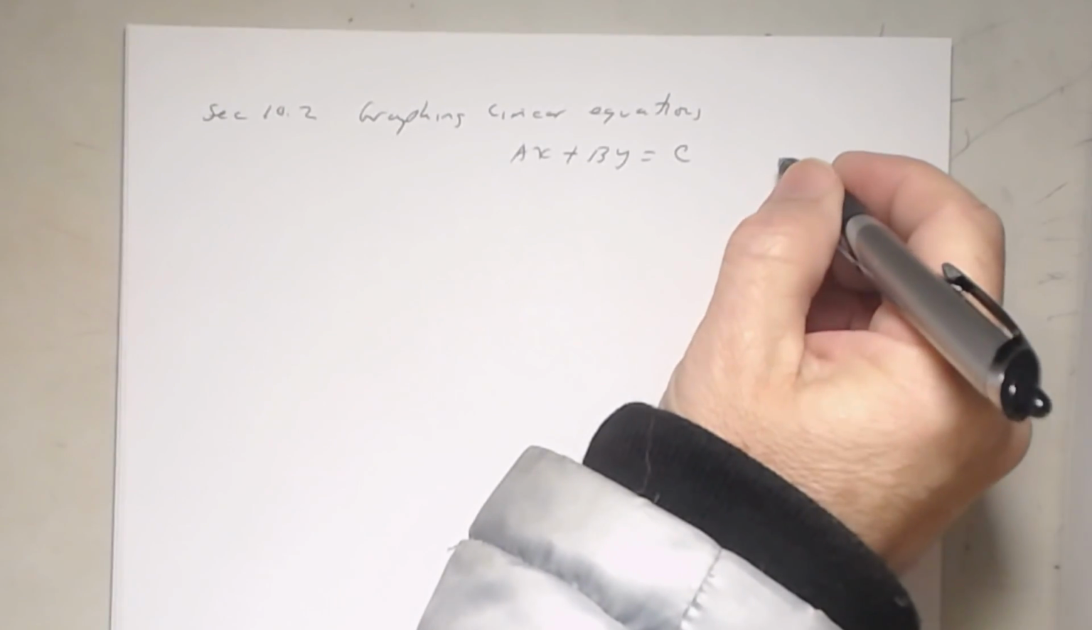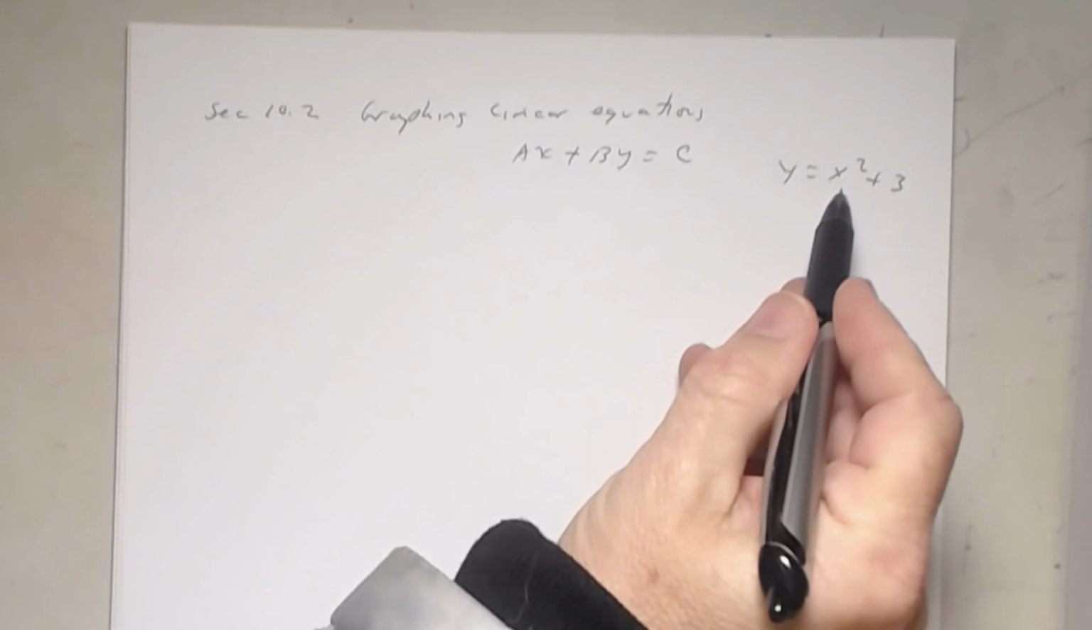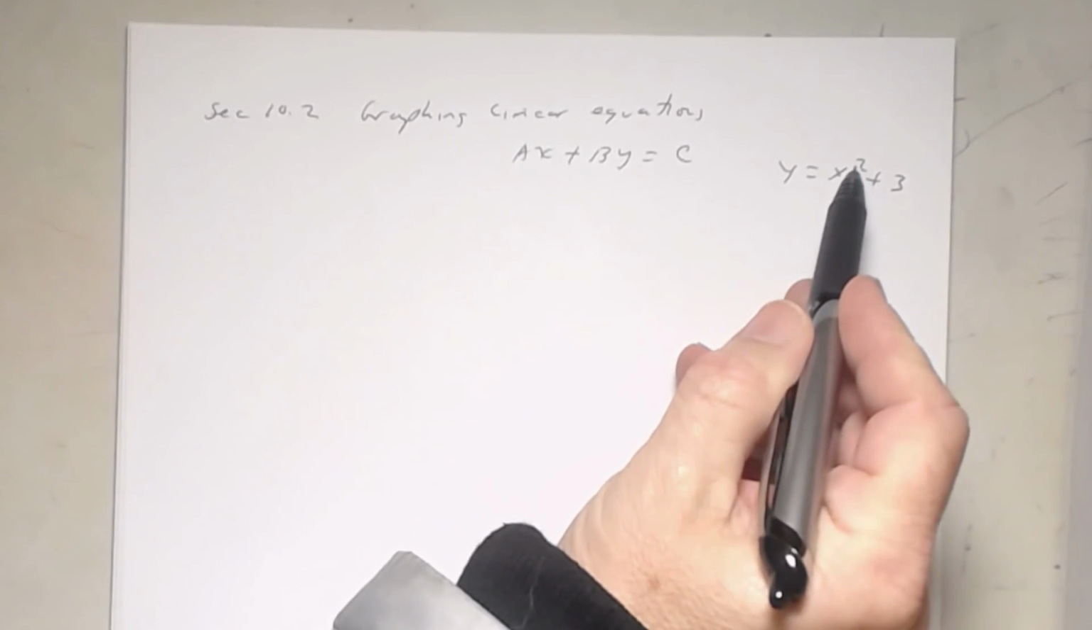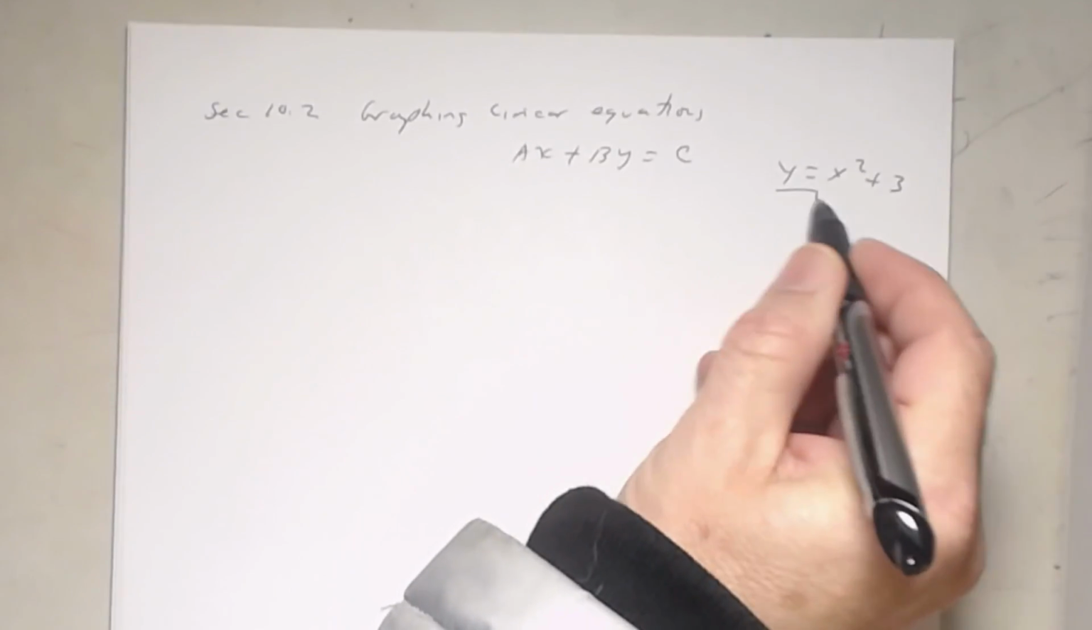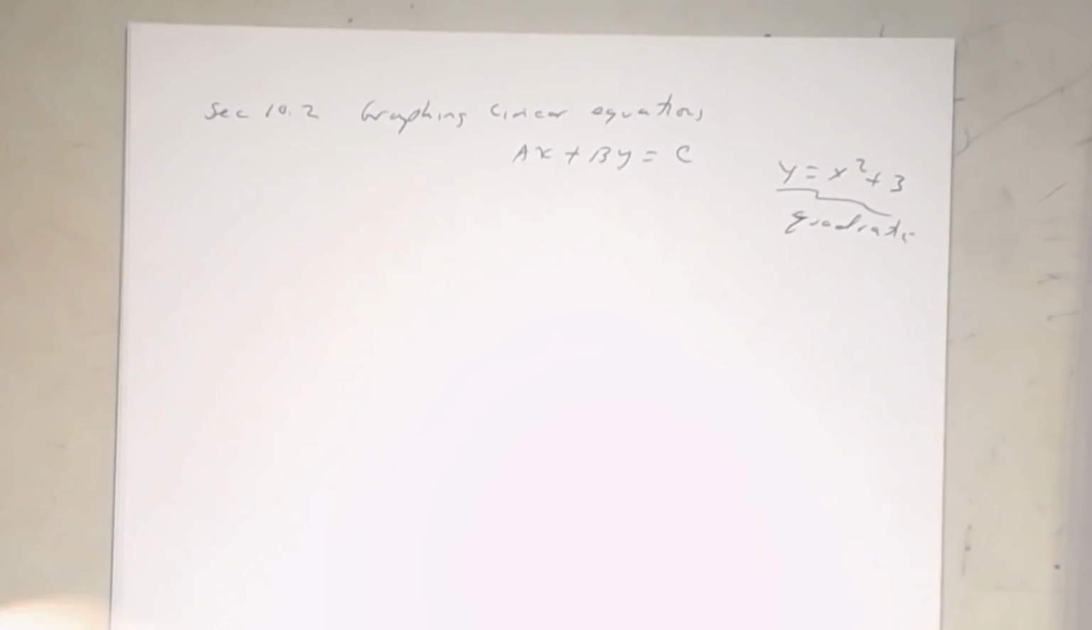Next semester, you're going to have something that looks like this. And that's no longer linear. Why is that not linear? Because this exponent is 2. Next semester, this will be quadratic. So the graph looks different. That's a different looking graph.